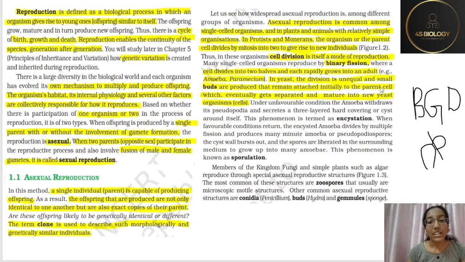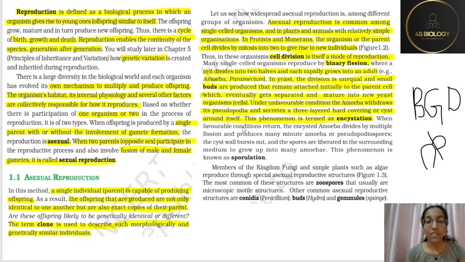Another thing they have given here is that there are two conditions for amoeba. One, under unfavorable condition, the amoeba withdraws its pseudopodia and secretes a 3-layered hard covering or cyst around itself. This phenomenon is termed as encystation. This is important. In unfavorable conditions a cyst is formed. That means the amoeba withdraws all its pseudopodia and there is a cyst formed on that. This is called encystation.